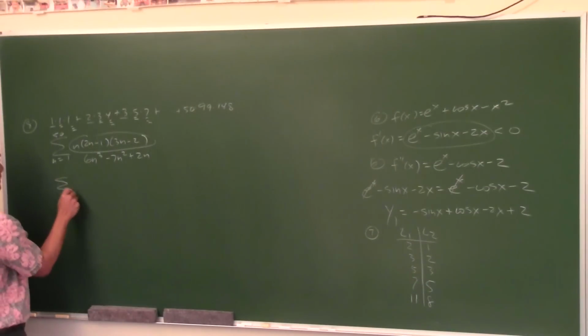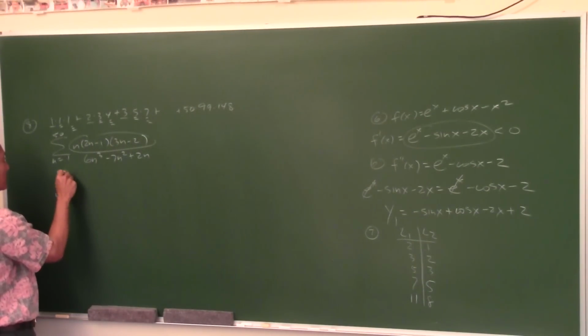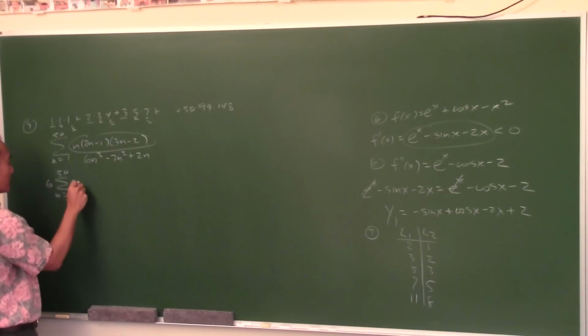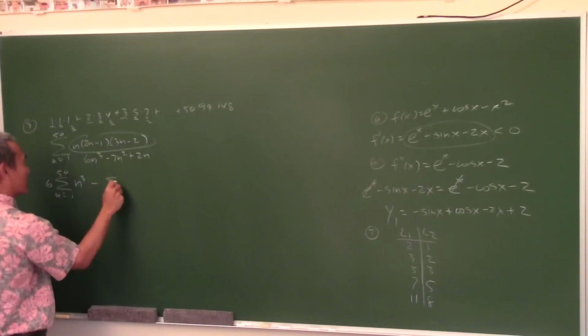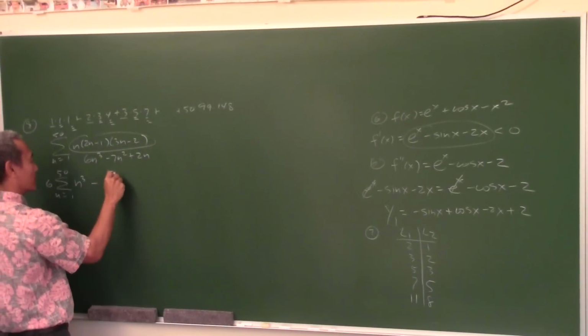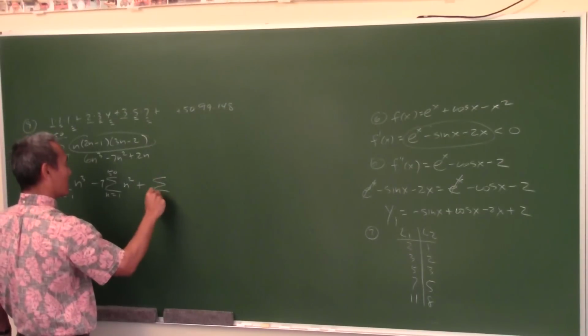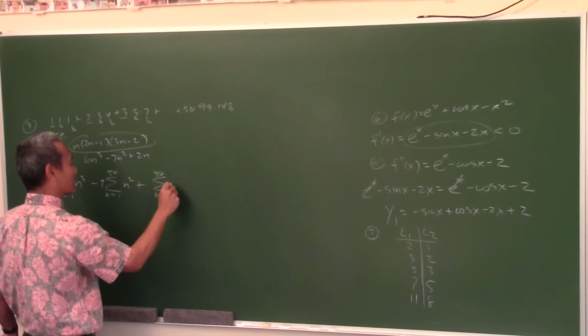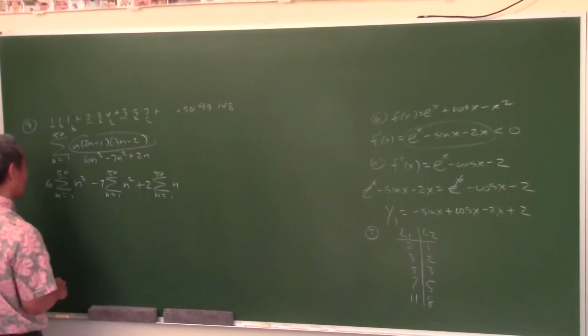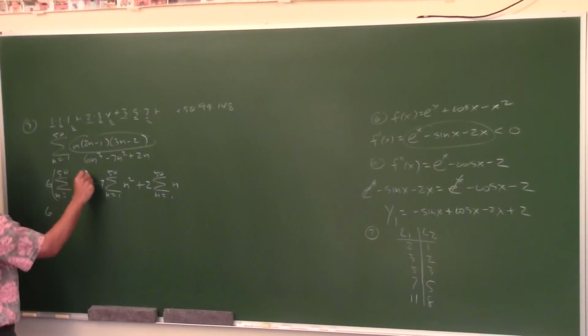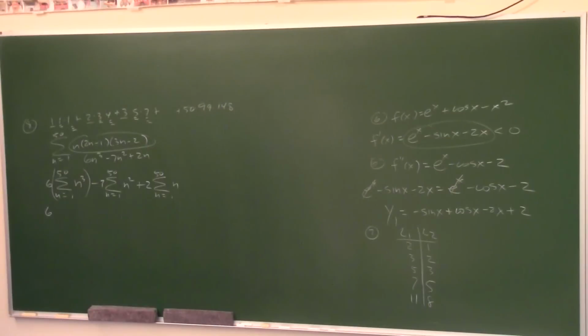Then you separate it into separate sigmas, so that would be 6 times sigma, n equals 1 to 50 of n cubed, with the constant on the outside, minus 7 times sigma, n equals 1 to 50 of n squared, plus 2 times sigma, n equals 1 to 50 of n. And then this first thing right there, what does that mean? That means 1 cubed plus 2 cubed plus 3 cubed all the way to 50 cubed.